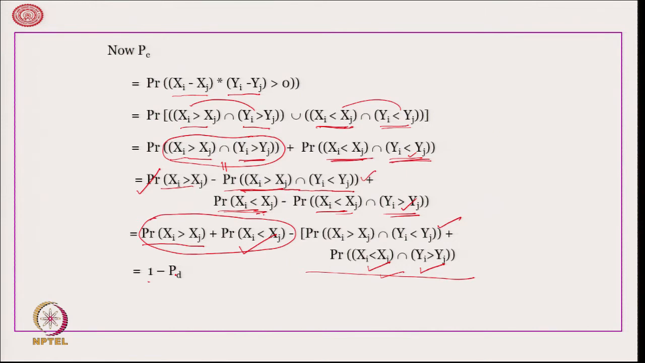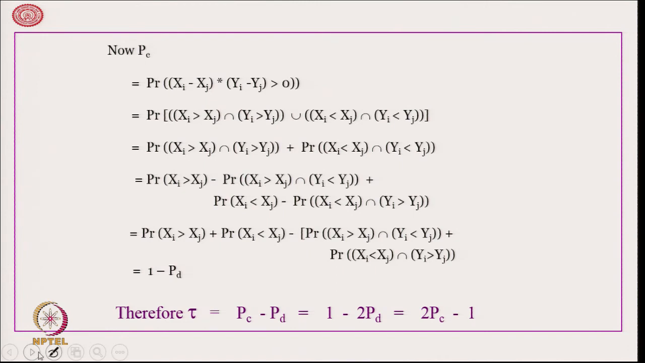Therefore, we can see that probability of concordance is equal to 1 minus probability of discordance. Therefore, the tau or Kendall's tau can be written as P_c minus P_d, which we have already defined, and can also be written as 1 minus twice P_d, or twice P_c minus 1. So, these are different formulae for computing Kendall's tau.